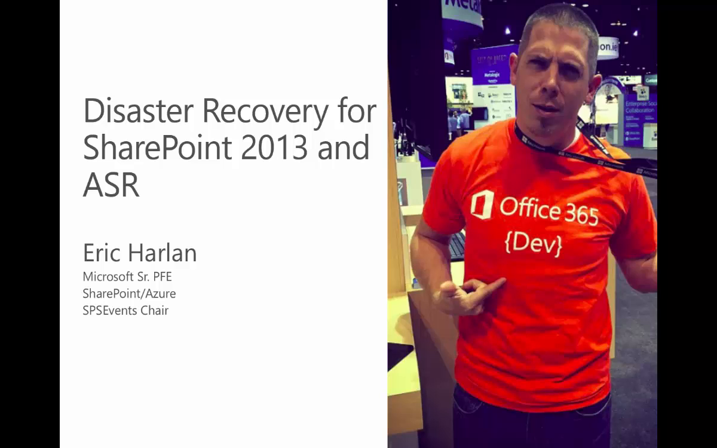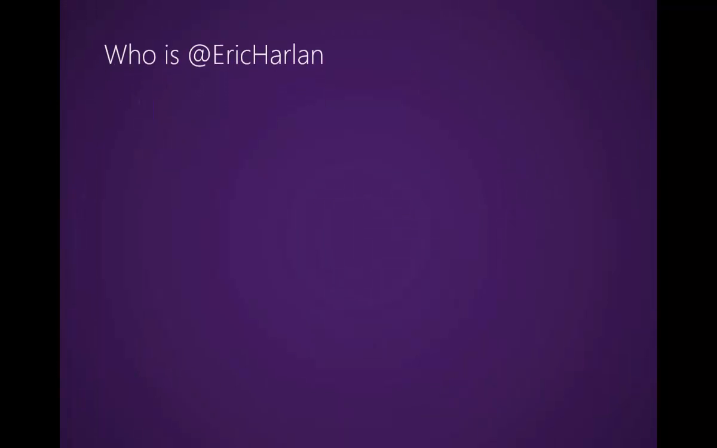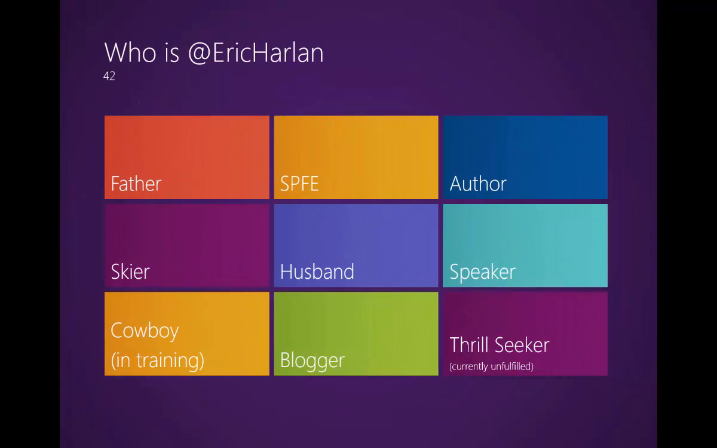Just a little bit about me. My name is Eric Harlan and I am quite a few things, some good, some bad. But on the good side, father, do some writing, speaker obviously. I'm a big skier when I'm not working or doing the family stuff. Usually you can find me in the snow on some hemisphere in some mountain somewhere. I'm located out of Las Colinas, Texas, at the Microsoft office, and basically just a SharePoint PFE there.